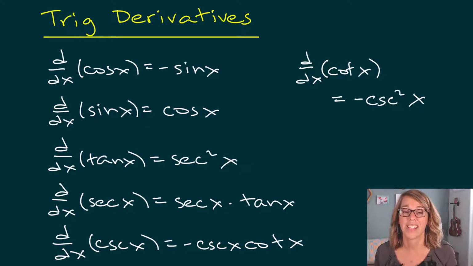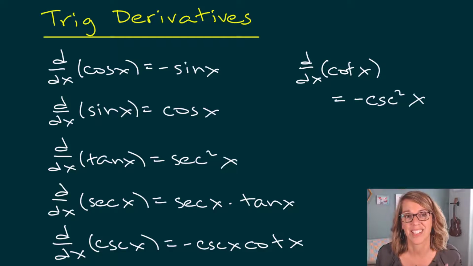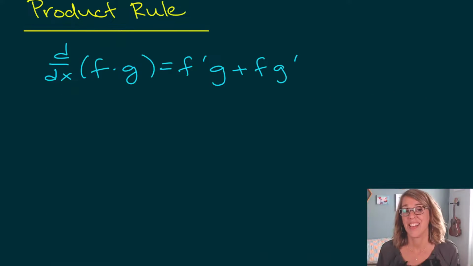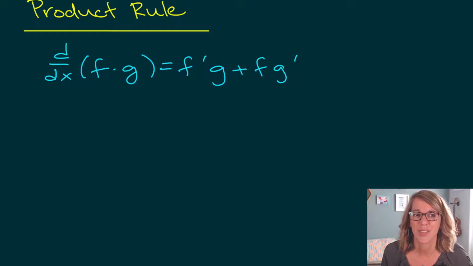We're going to apply some of these as we're looking at the product rule. Here's the product rule. The derivative of a product is equal to the first derivative times the second plus the first one times the second derivative. Here's what it looks like.